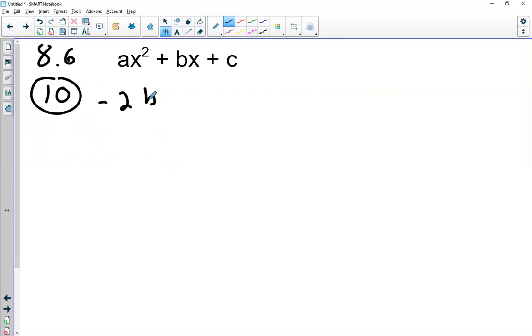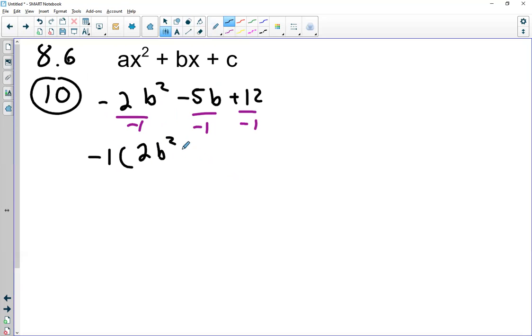We don't like negatives. This is the general form of it. It looks like this. If you learned it another way, that's totally fine, as long as you get the right final answer. But I don't like negatives, so I'm going to take out on purpose a -1 in front of everything and leave a -1 on the outside the whole time. Then we have 2b squared plus 5b minus 12.